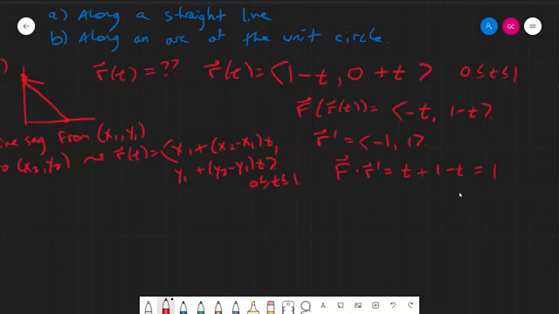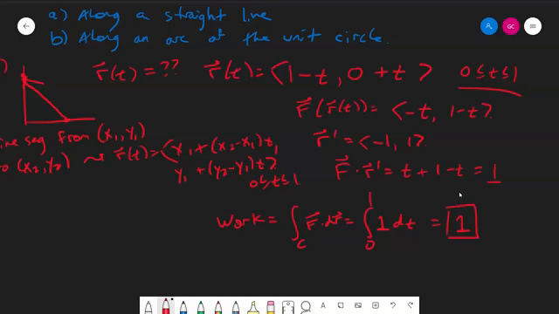And so that means that the work, well, remember the work is the integral along the path. The range of t values was 0 to 1. So the integral from 0 to 1 of this new function 1 dt, well, that's just going to be 1. Okay, so for that first path, we got a work of 1 in whatever units, depending on the units of the force and the units of the coordinates here.